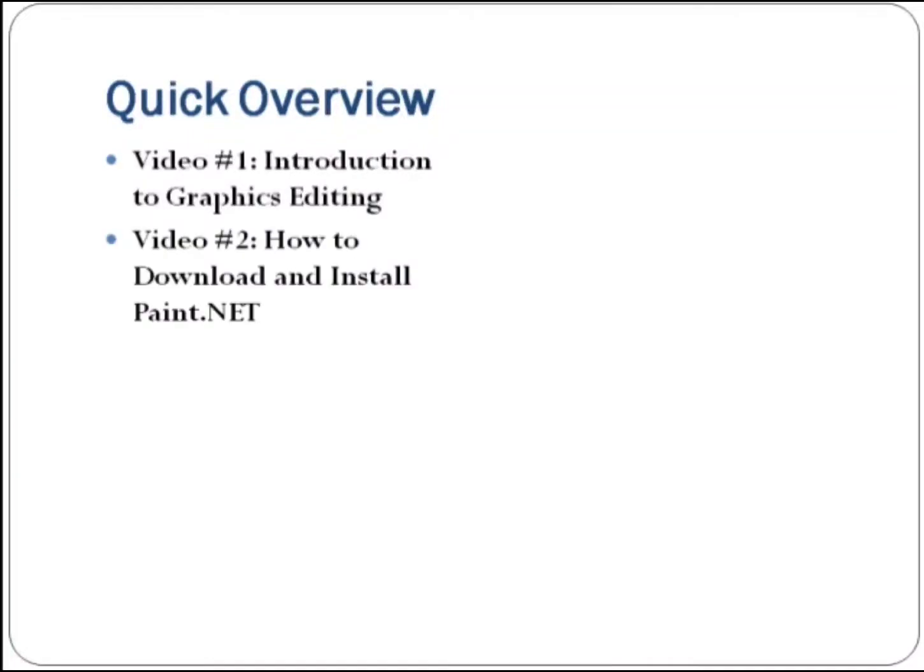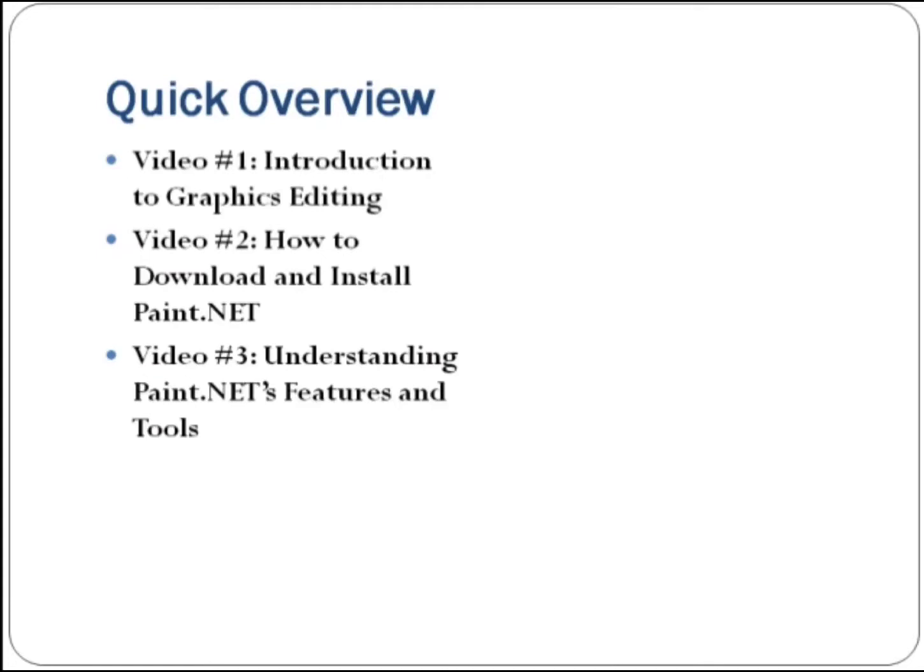First of all, this is video number one. Video number two, we're going to talk about how to download and how to install Paint.net. Downloading and installing is easy, but how do you set it up and everything like that? Video number three, we're going to talk about understanding Paint.net's features and tools. So we're going to go throughout the whole Paint.net system in terms of the basic fundamentals, and I'll show you how to use certain tools, what tools mean, and this and that. That way you have an idea of how everything works, and then you understand when we move on to video number four and so forth, how to actually use the system.